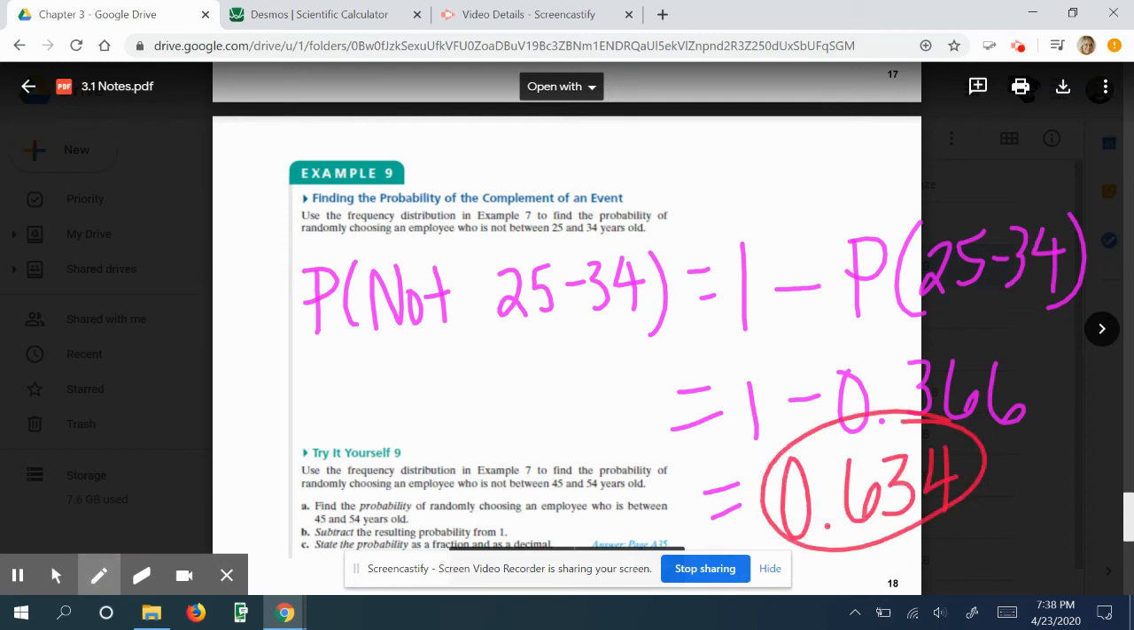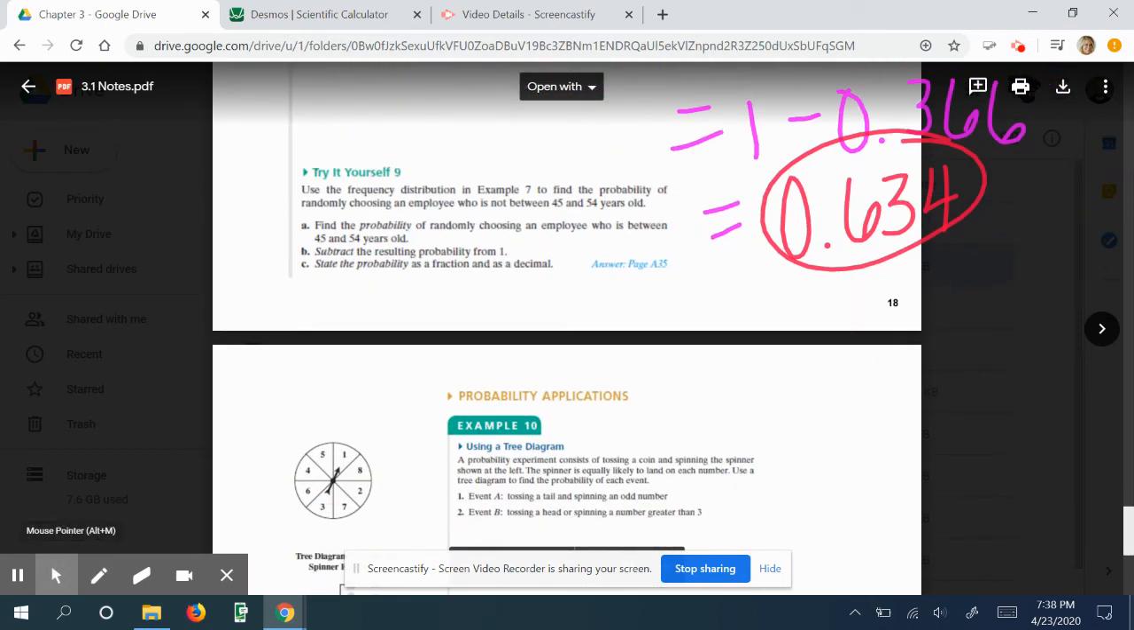So there, that's the chance of it not being between 25 and 34. And you could have found it by adding up all the other probabilities as well. Okay, here's one you can try on your own.